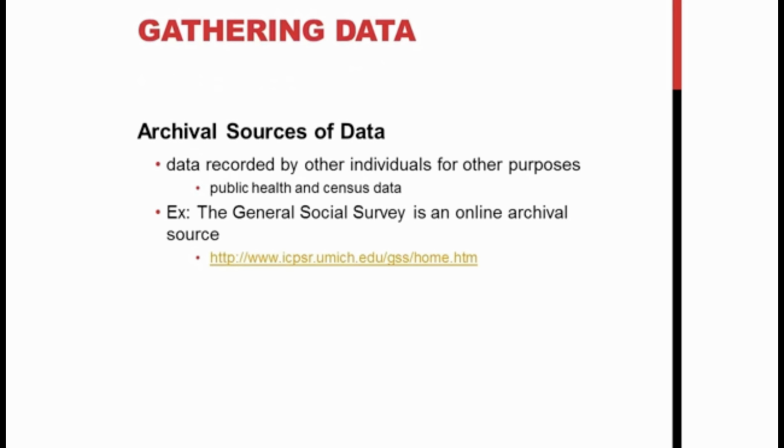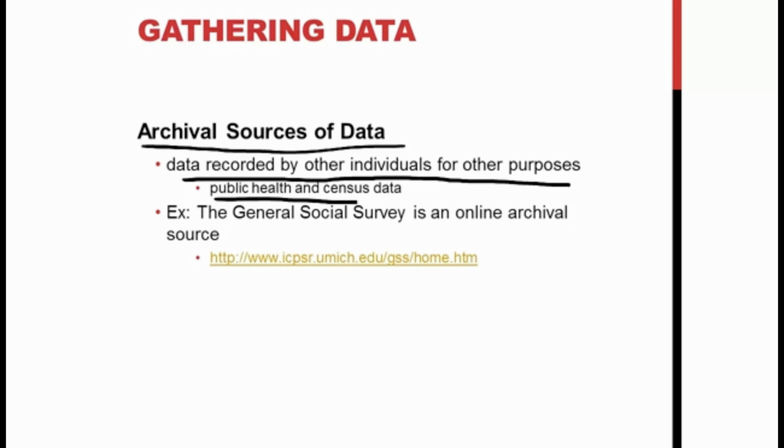Another method for gathering data could be using an archival source of data. An archival source of data is data that is reported by some other individual for some other purpose. Data sets that are commonly utilized in archival data are public health data and census data. This is data that the government captures and that researchers have access to because it is paid for by our taxes.